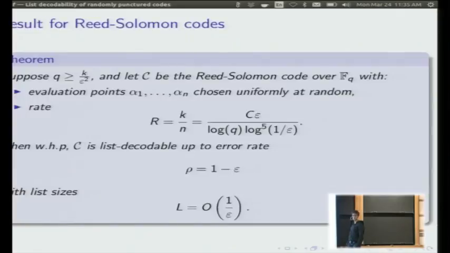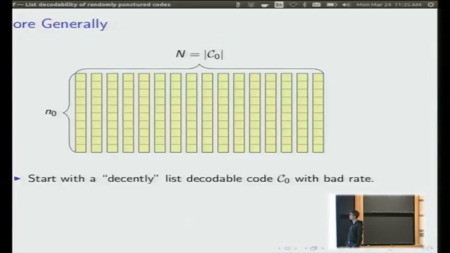Are there any other questions about the statement? Okay, so let me state some generalizations. Actually, what we prove is a much more general result about randomly punctured codes. So if I start with a code, here's my cartoon of a code. Each of these is a codeword, each of length n naught. So I start with some code C naught.